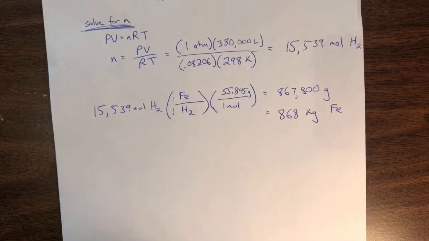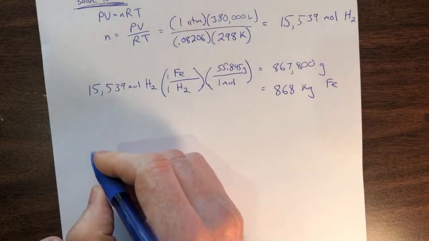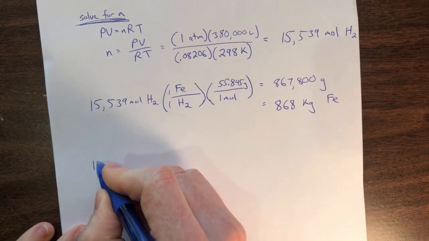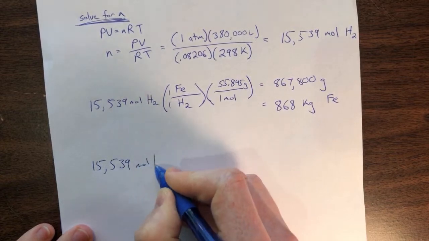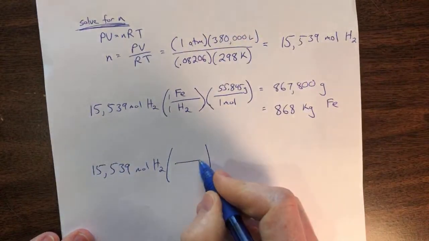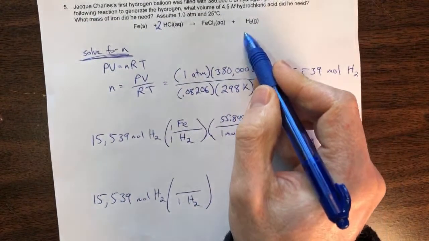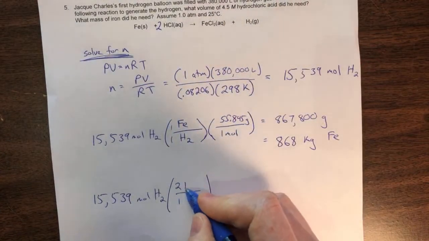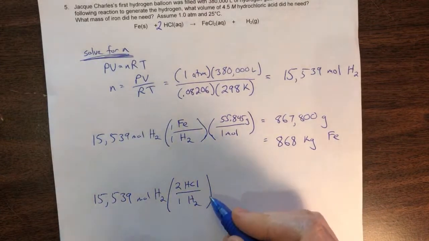So we're halfway there. Well, actually, we're 2/3 of the way there. Now, the next thing we need to do is figure out, well, how much hydrochloric acid did he need? All right, so we got 15,539 moles of hydrogen. And our hydrochloric acid, so we say, okay, for every one H2 in the reaction, he needs 2 HCl. So you need to multiply by 2 there.